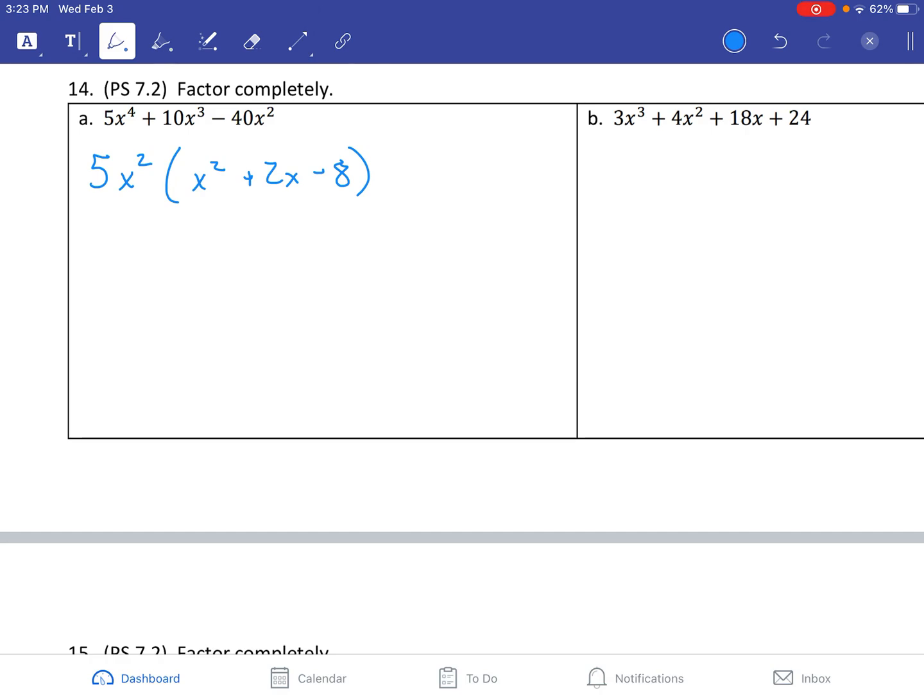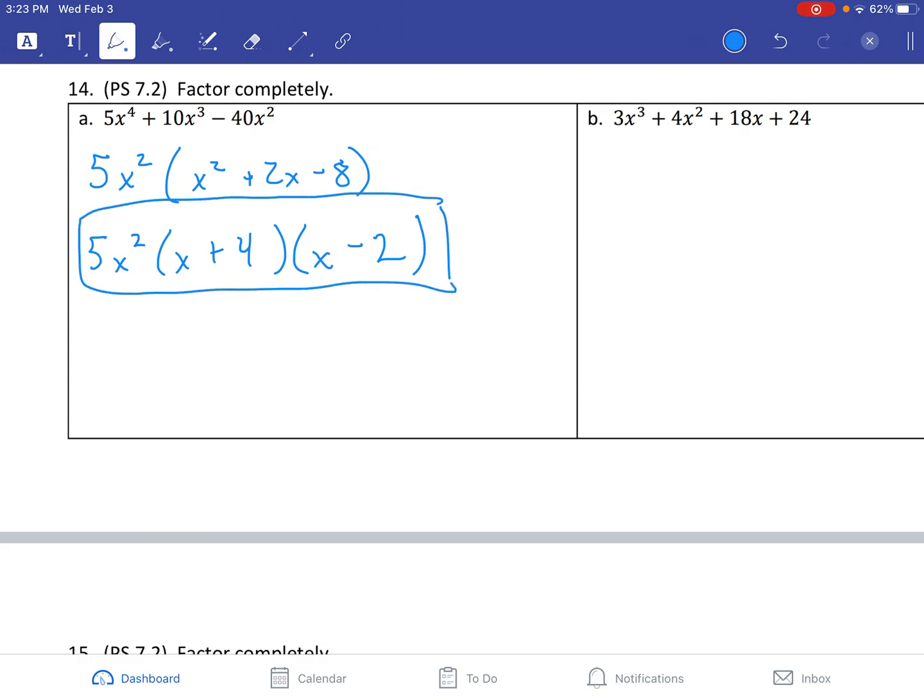All right, now we got to figure out, can we factor again the stuff in the parentheses? Okay, and the answer is actually yes. I'm going to keep the 5x squared outside, and I'm going to factor what's in the parentheses. So the two numbers that multiply to be -8 and add up to be +2 are going to be +4 and -2. And that's the full factorization of the problem.